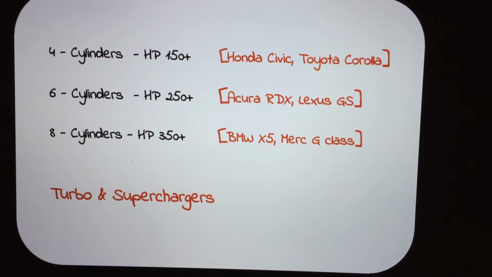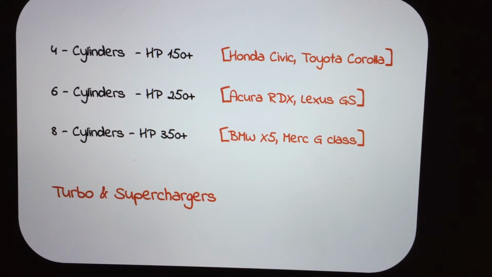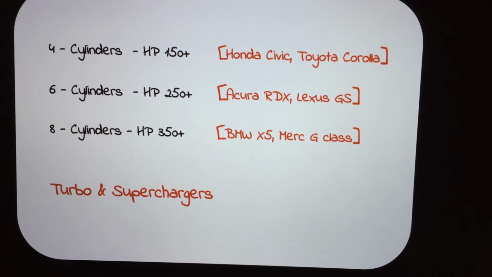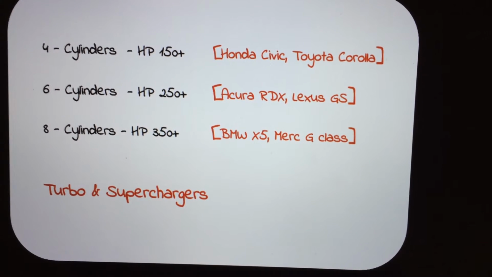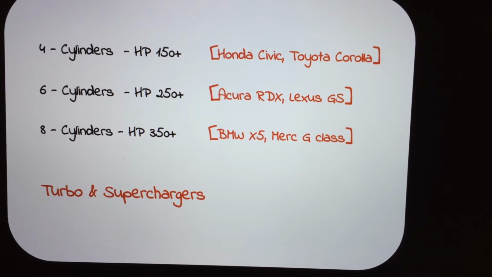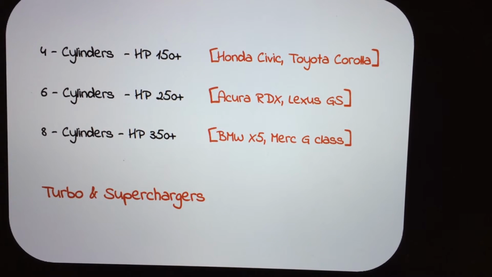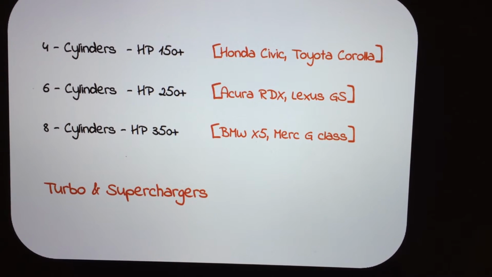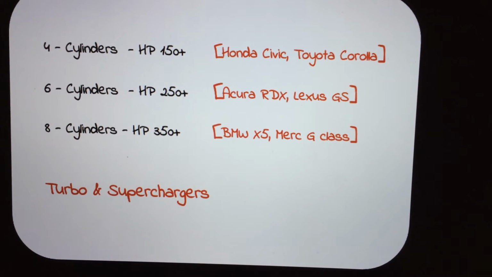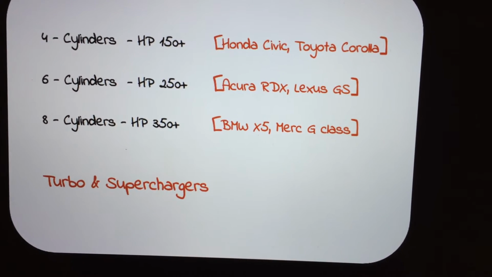Based on the number of cylinders within an engine, the performance of an engine could differ. A 4-cylinder engine having 4 pistons could produce a horsepower of 150, whereas a 6-cylinder could produce a horsepower of 250 plus. 8 cylinders could produce north of 350 plus horsepower.